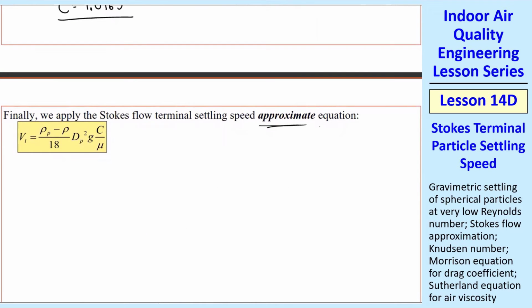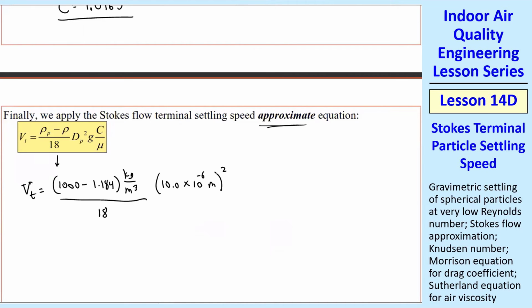Remember, this is an approximation. So we plug in the numbers: particle density minus air density, and their units are kilogram per meter cubed, over 18. dP squared, 10.0 microns. Make sure you watch your units here. I'm going to put these into meters. So 10.0 times 10 to the minus 6 meters, squared. That's our dP squared. G, always use 9.807 unless specified otherwise.